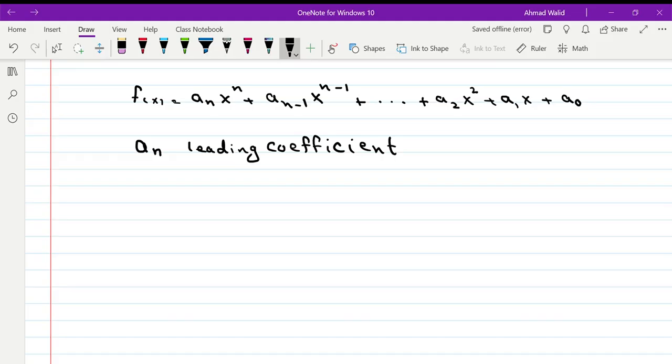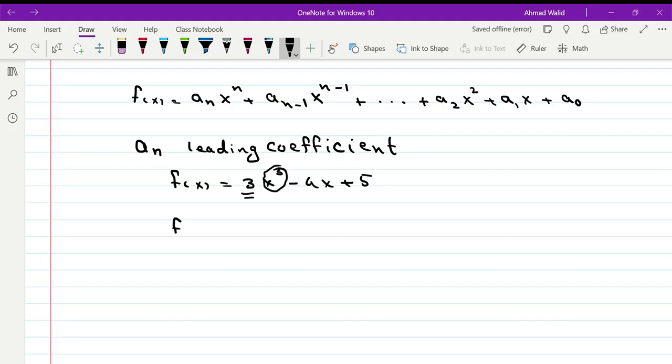Numeric example, if I have, for example, f of x equals 3x to the power of 3 minus 4x plus 5, a polynomial function, immediately I have to know what is the leading coefficient. The leading coefficient here is what? 3. Because x cubed is the highest exponent in my polynomial function, correct?